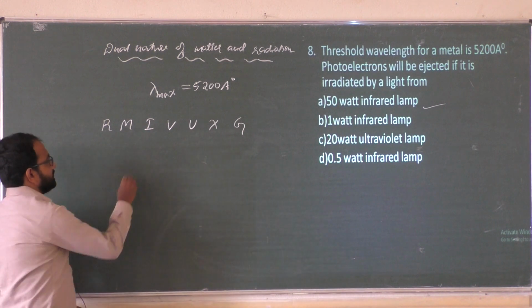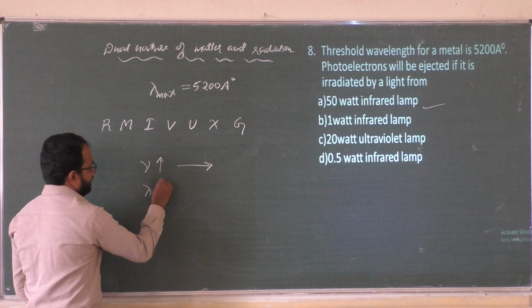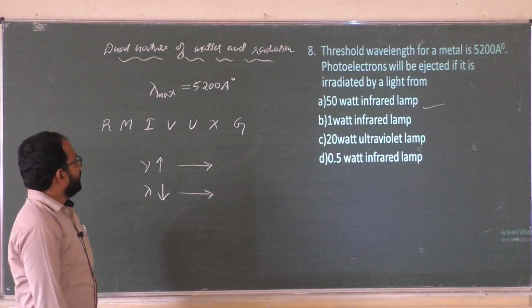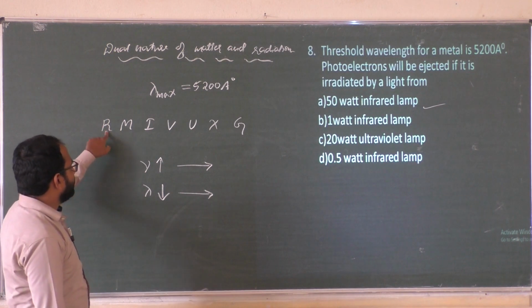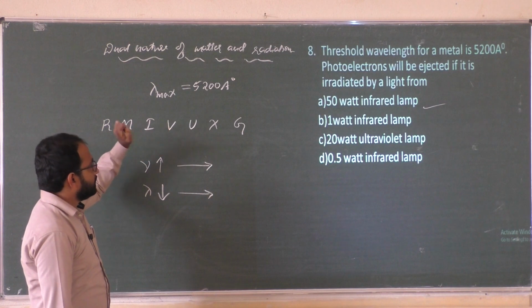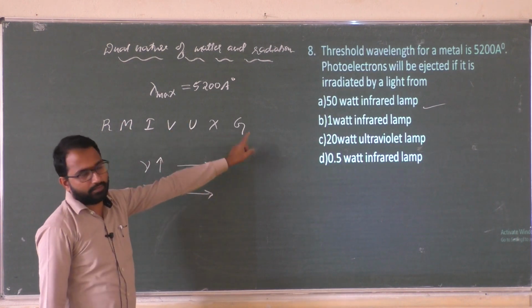So the frequency is increasing in this particular direction, whereas wavelength is decreasing in this particular direction. This is radio waves, microwaves, infrared rays, visible light, ultraviolet rays, X-rays, gamma rays.